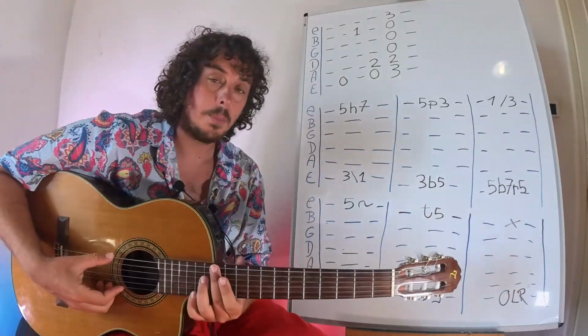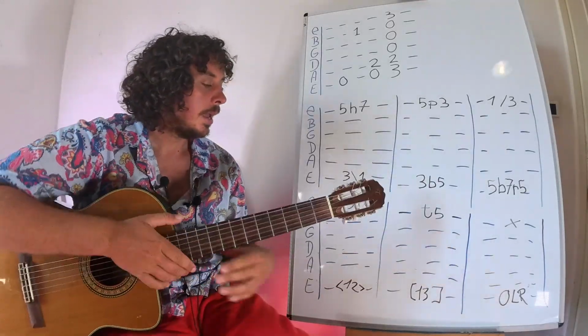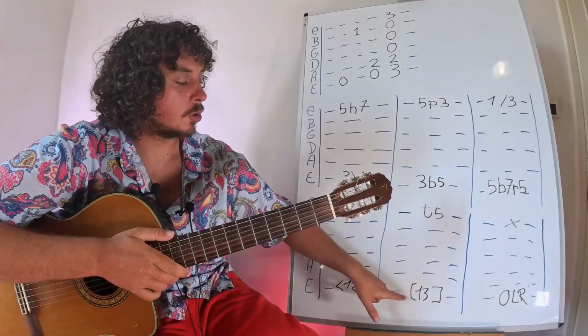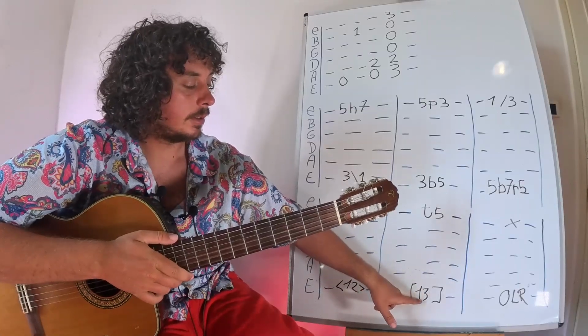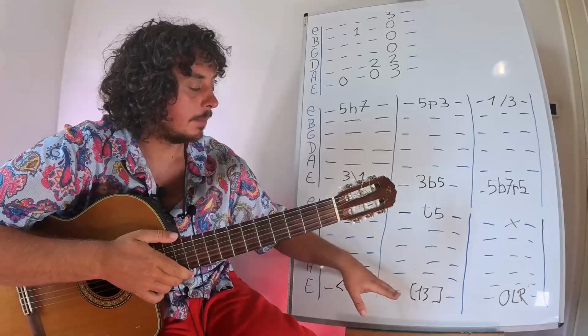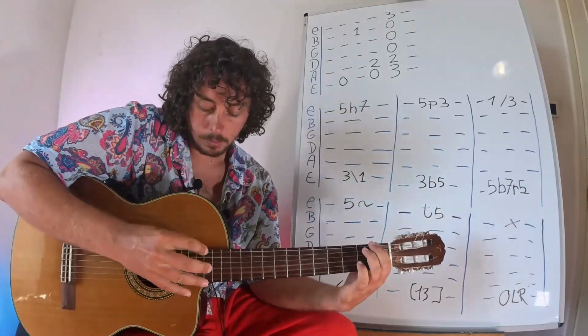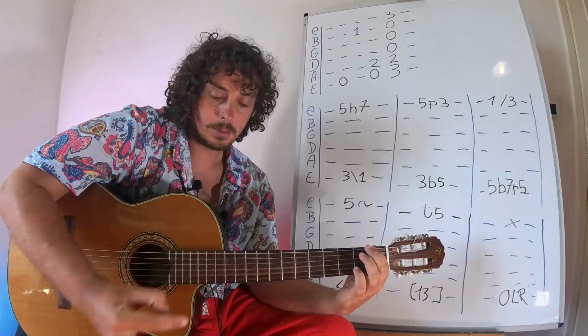Okay. Here we have 12 between two symbols like this. That means that we have to play the harmonic, the natural one. Instead here, with this square, 13 square, this symbol means that we have to do the artificial one. So something like this.